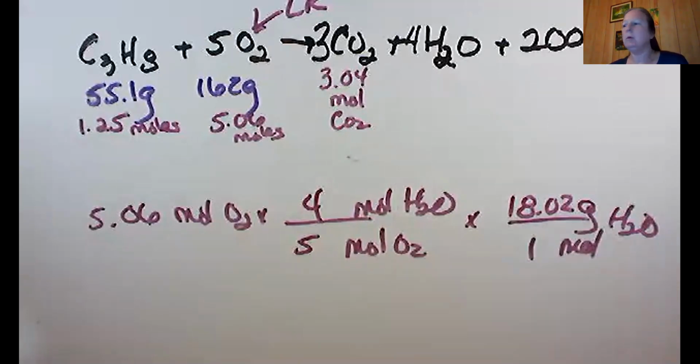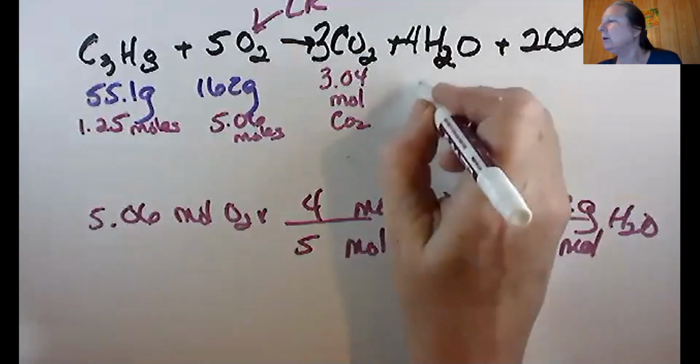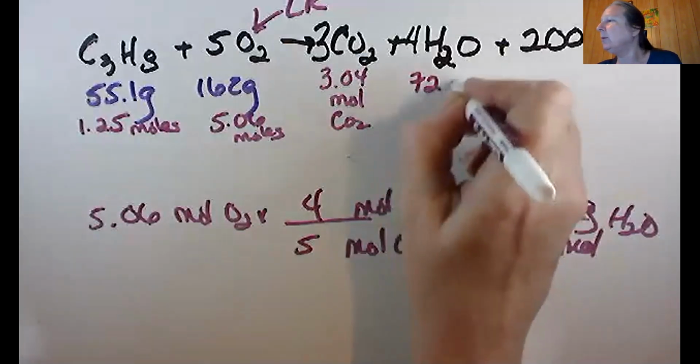So let's say 5.06 times 4 times 18.02 equals, divided by 5. So I have 72.9 grams of water. And yes, we are still in 3 sig figs, so that's good. So my answer is 72.9 grams.